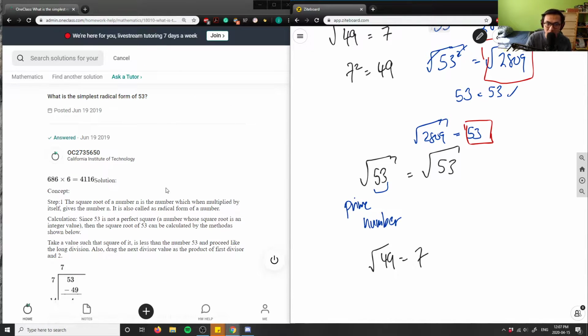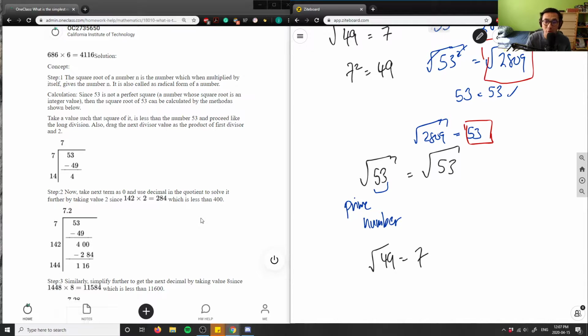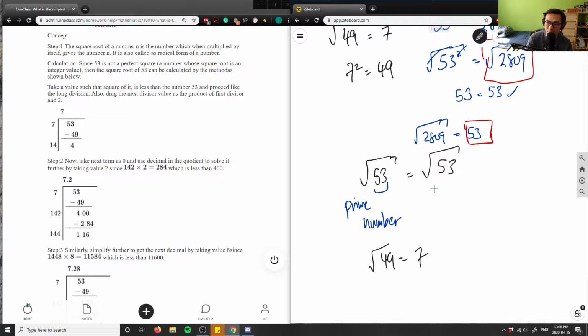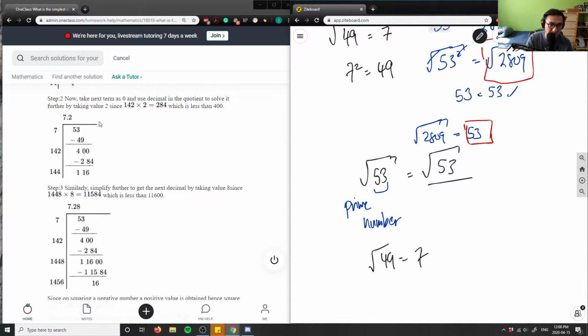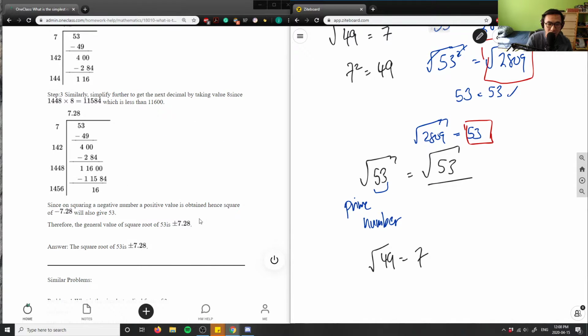But when we talk about simplest radical form, we want it to be in a true radical form, right? So we really don't want decimals. So when we talk about simplest radical form, it's simply just root 53. If you want to solve for the decimal in itself, you would either use a calculator or you would use this solution here, which is correct. So basically what they're doing is they're plugging in 7 and they're figuring out by kind of reverse division what the 2 decimal places are. So that's what they're doing in these steps here. And with that being said, you get 7.28 as the square root of 53.